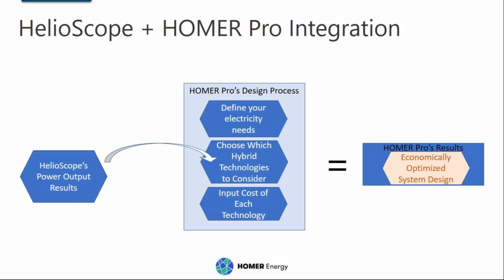And here's an overview of what we're going to see today conceptually. There's many different ways that you can use the integration between HelioScope and HOMER Pro, but in this demonstration, Paul's going to go through and design a HelioScope system within HelioScope, and with those power output results, I'm going to bring those into HOMER Pro's design process where you define your electrical needs and you choose your technologies you're considering and you input your costs, and from that, together the tools can create an economically optimized system design.